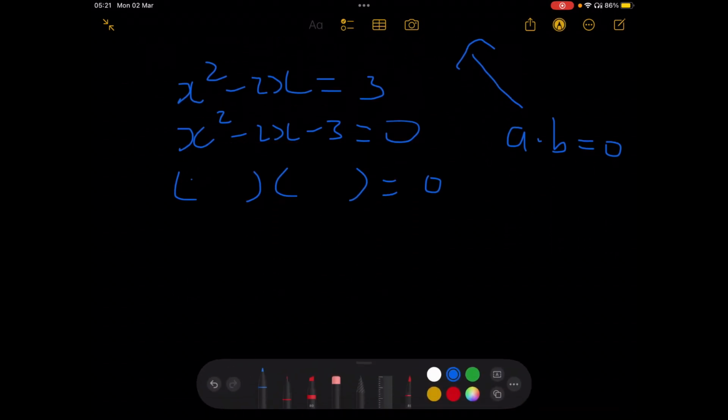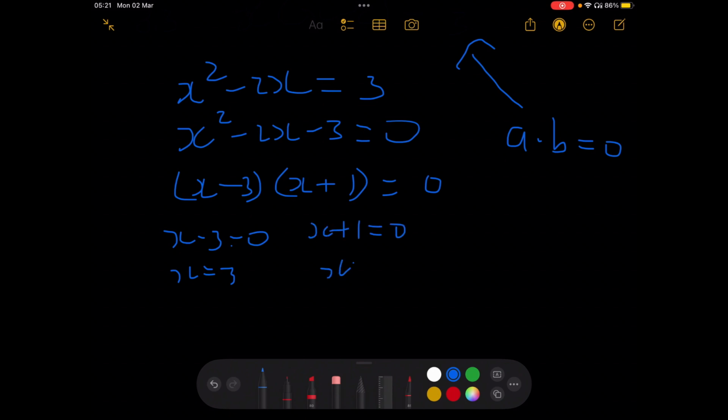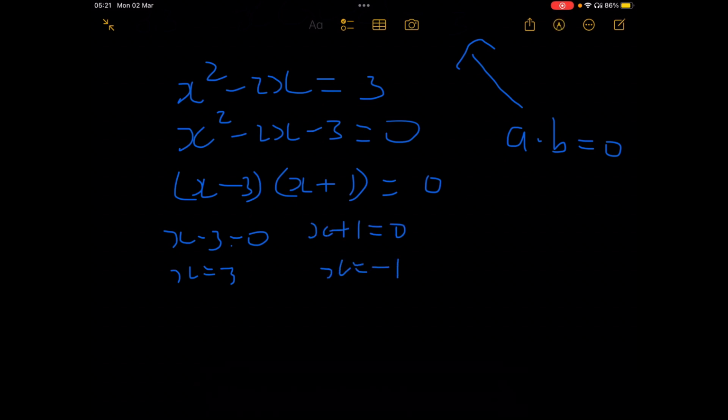Right, now the factors here would be x minus 3 and x plus 1, whereby x minus 3 equals 0 and x is equal to 3, and x plus 1 equals 0 and x is equal to minus 1.